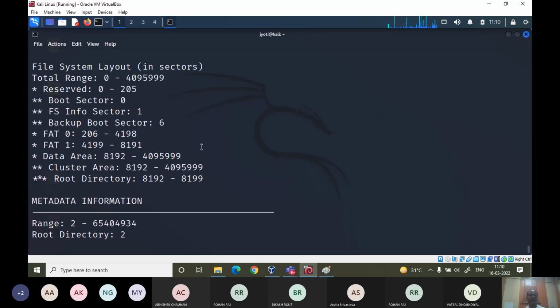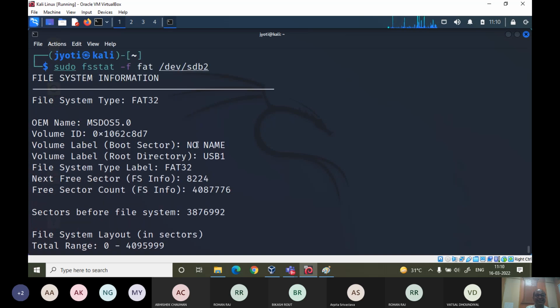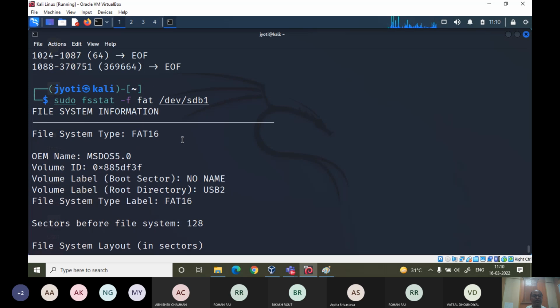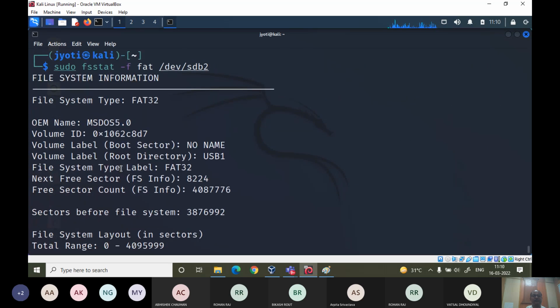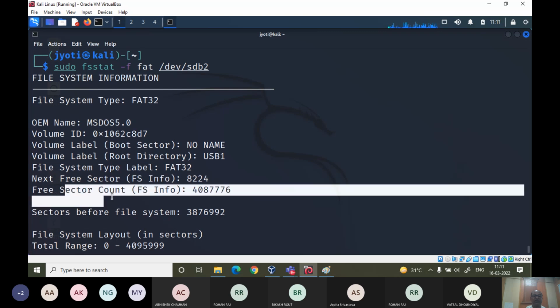Okay. Now you see that here, so this is from this one, so STB2. So now file system type is FAT32, again OEM, because ये same operating system से और same environment में इसको भी मैंने format किया था. So same number, volume level ID, volume ID same है या different है? देखो volume ID different हो गया. 0885DF यहाँ पे अलग है. Here we have something different. Boot sector name कुछ नहीं है. Level USB1 that I have given. File system type is FAT32. Next free sector is this one, and free sector count is this one.